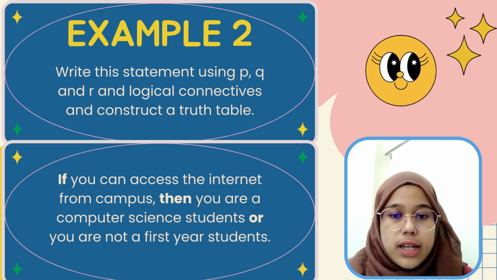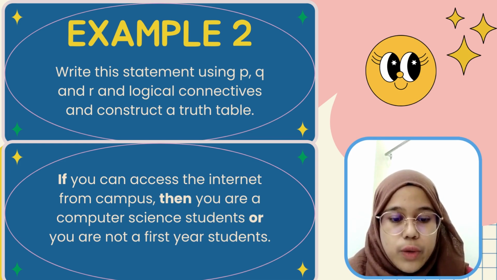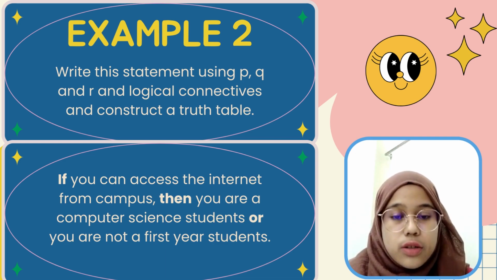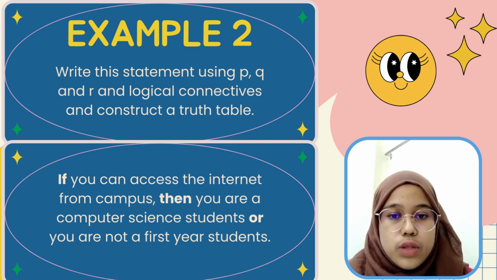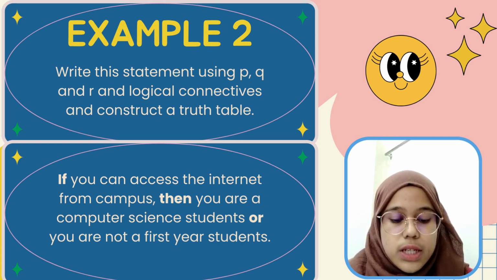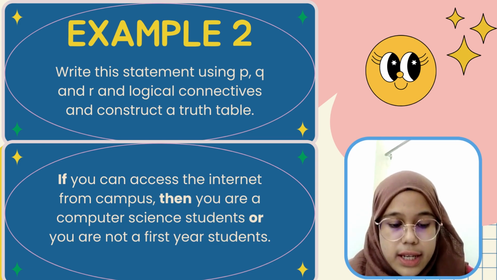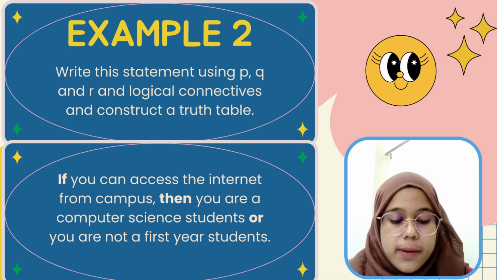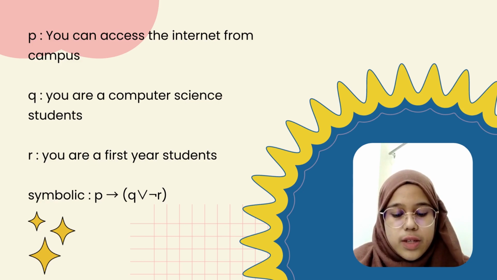For the second example, the question asks us to write this statement into primitive statements using P, Q, and R, write it in symbolic form using logical connectives, and construct a truth table. The statement is: if you can access the internet from campus, then you are a computer science student, or you are not a first year student. There are two logical connectives in this statement: the conditional, which is if and then, and the disjunction, or.